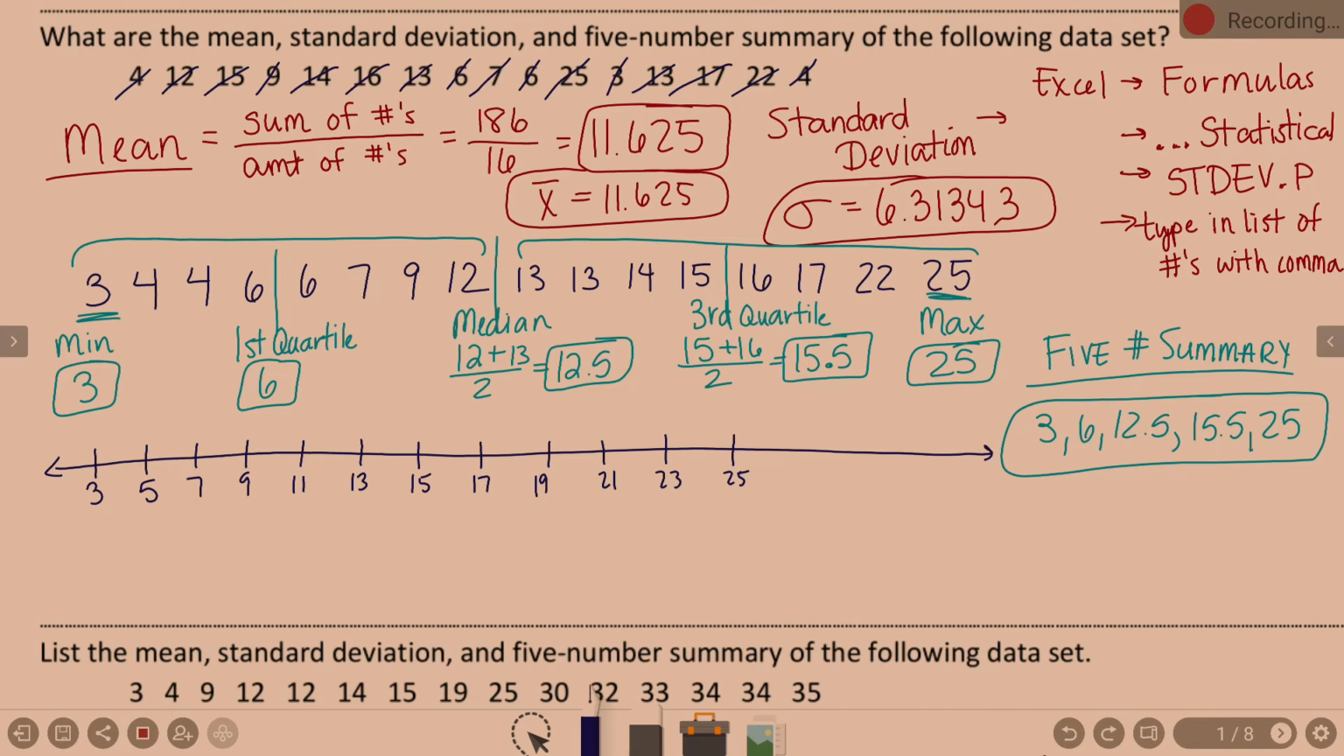For my 5 numbers, I'm going to put a point below. So I'm going to have a point at 3. I'm going to have a point at 6. I'm going to have a point at 12 and a half, which is in between 11 and 13, closer to 11? No. What am I saying? Closer to 13. My goodness, don't let me make that mistake. 15 and a half, in between 15 and 17, closer to 15. And then 25.